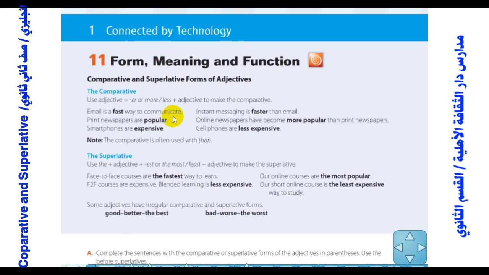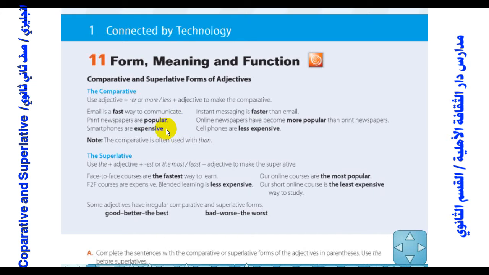Another sentence, Ali is fat, but Khalid is fatter. Notice that in this word we have doubled the T letter because it is preceded by a vowel. Now, another example, the weather in Jeddah is worse than the weather in Taif. The word worse is the comparative form of bad, and it is an irregular adjective.